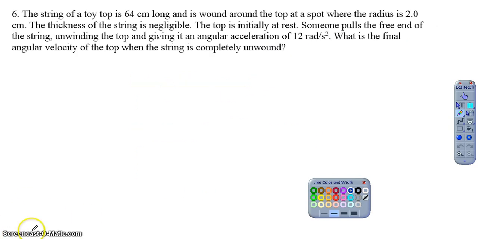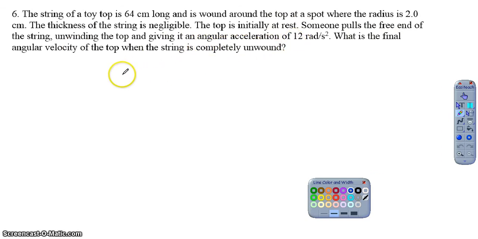So not too bad. This next one's very similar to the last in the sense that it is going to be an angular kinematics problem, but it does have a trick involved, and that trick comes kind of in that first sentence here. So the string of a toy top is 64 centimeters long and is wound around the top at a spot where the radius is 2 centimeters. Thickness of the string is negligible, the top is initially at rest, someone pulls a free end of the string, and a winding top giving an angular acceleration.